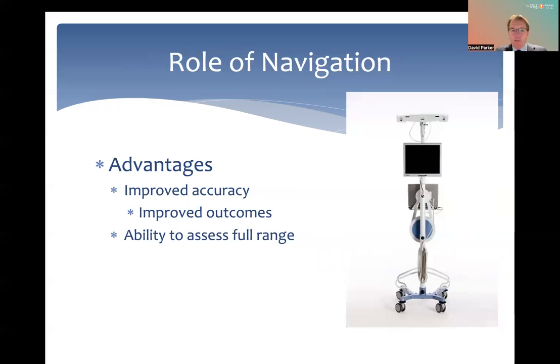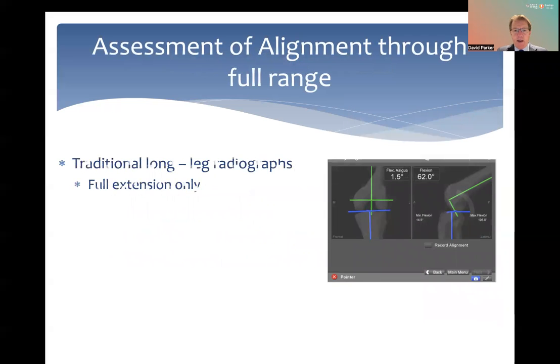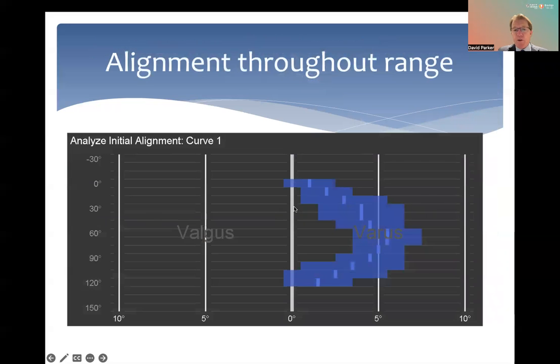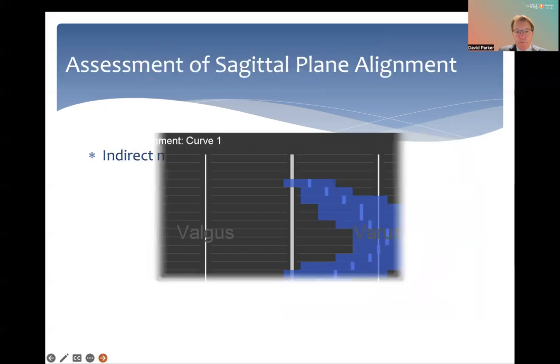We can look at someone's alignment through the full range of movement, not just full extension, and we can look at the coronal and sagittal planes with navigation. So for example, here, when we do a traditional long leg radiograph, we're just looking at the patient in full extension. But if they have more posterior wear in their arthritis, then you may see this alignment only as you flex the knee. So this example here of someone who's in neutral alignment in full extension, and they have posterior medial wear and they go into varus. It's not very common, but it does happen. And you can pick this up and assess this with your navigation system.